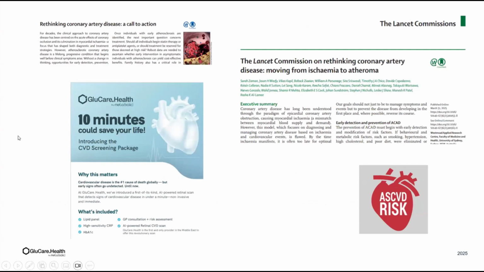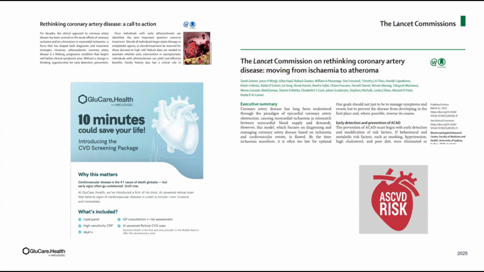And this was inspired by the Lancet Commission article that was just released a few months back. It was a call to action to rethink coronary artery disease, to move from ischemia to atheroma. We were waiting too long to treat our patients.